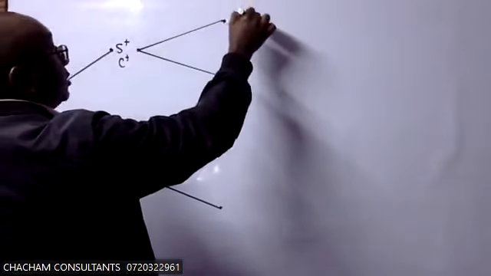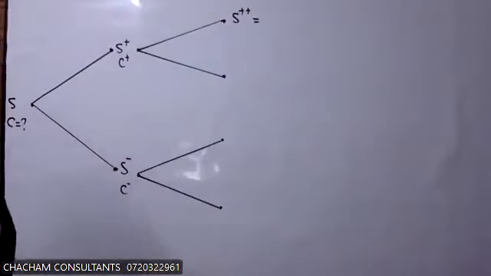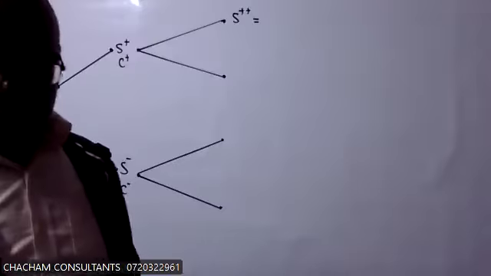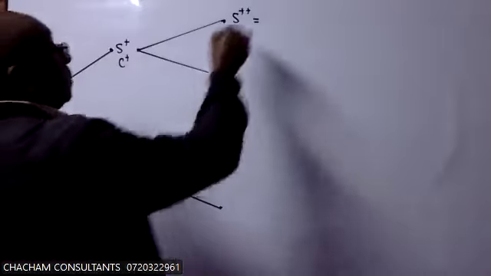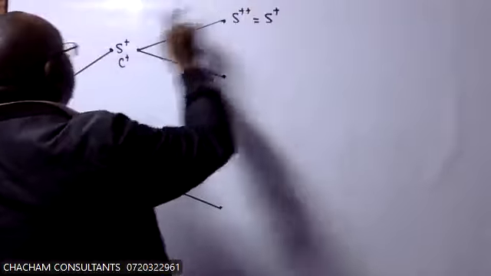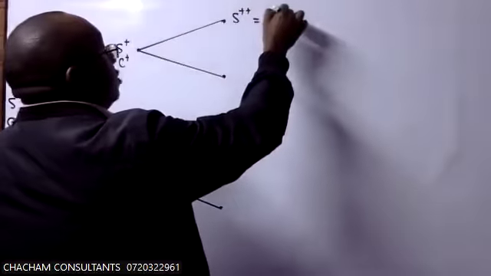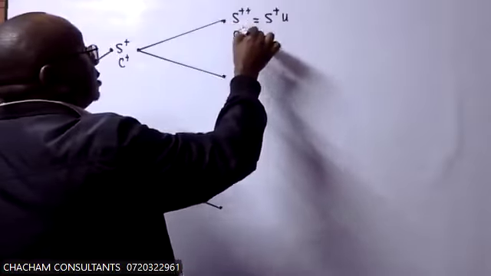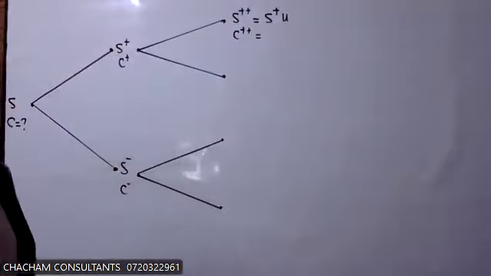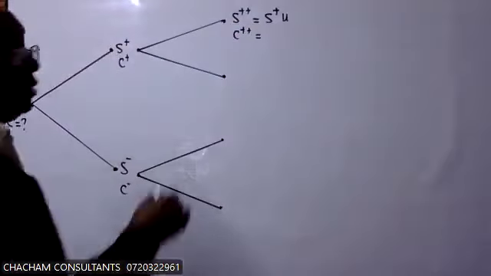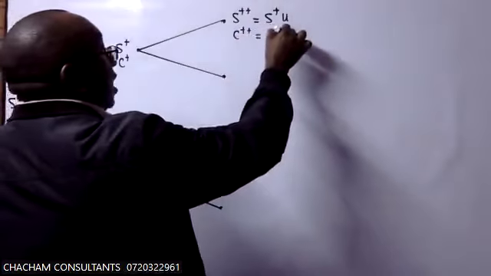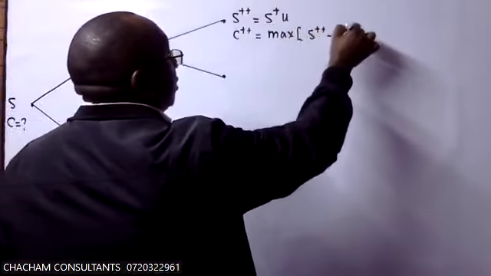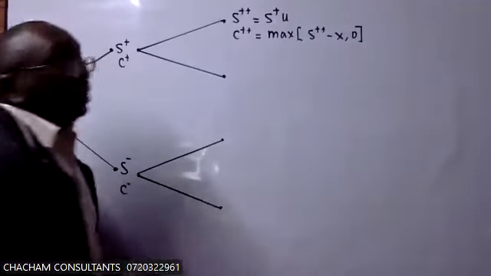Sasa hiyo ya hapa, it is written as S plus plus. And how you get to the S plus plus, it is S T U: ST, you multiply by U. Then we have C plus plus, it is the same style that we said. It will be given as the max of S plus plus minus X. That way.